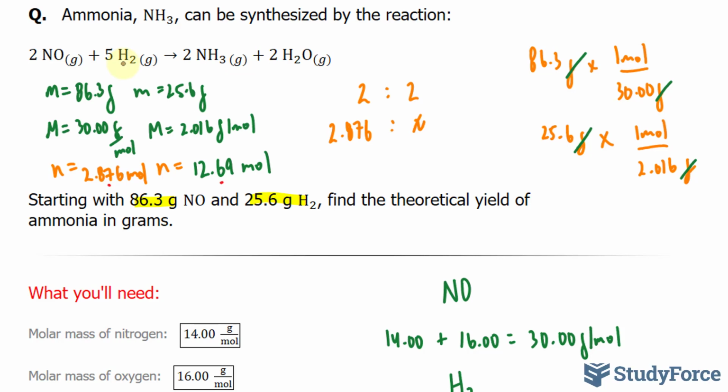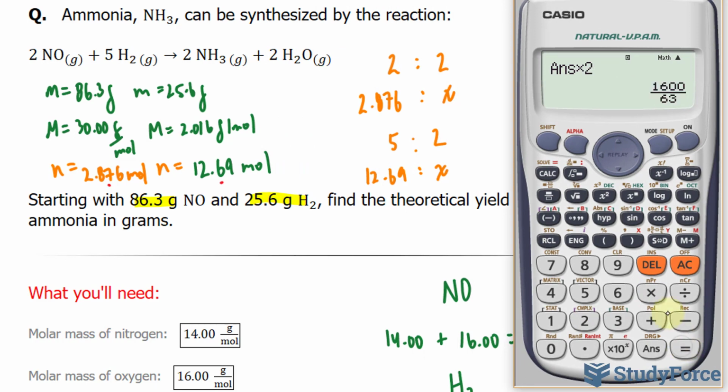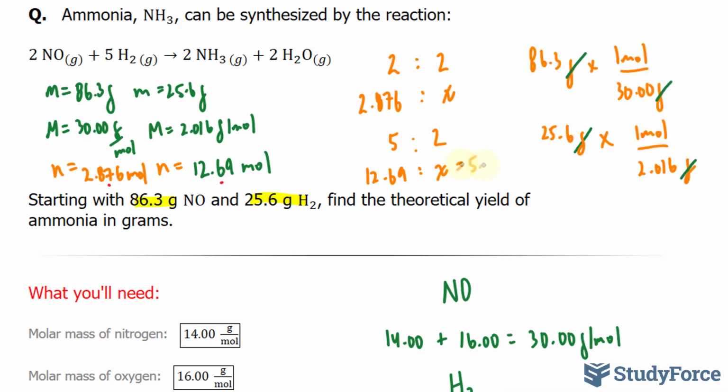Let's do the same thing for H2 now. There are 5 moles of H2 to 2 moles of NH3. Writing our number 12.69 underneath, and solving for x, we cross multiply. So we take the number 12.69, multiply it by 2, and then subsequently divide by 5. And that gives us 5.07. Of those two numbers, 5.07 and 2.876, which is smaller? The one that's smaller is 2.876. Therefore, we will use that as our limiting reactant.